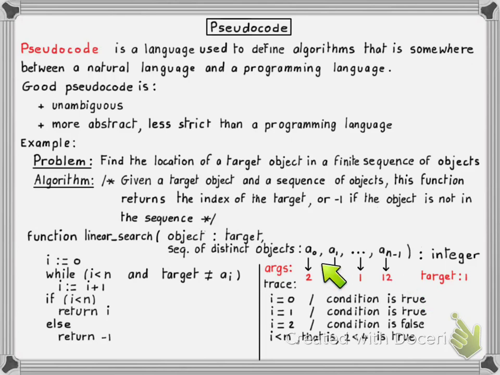Remember, the index goes from 0 to n minus 1, but n is equal to 4. 2 is less than 4. Therefore, we haven't reached the end of the sequence when we exited the loop. Therefore, we found the target. The index of the target is the value of i, which in this case is 2, and that is the return value of this algorithm.